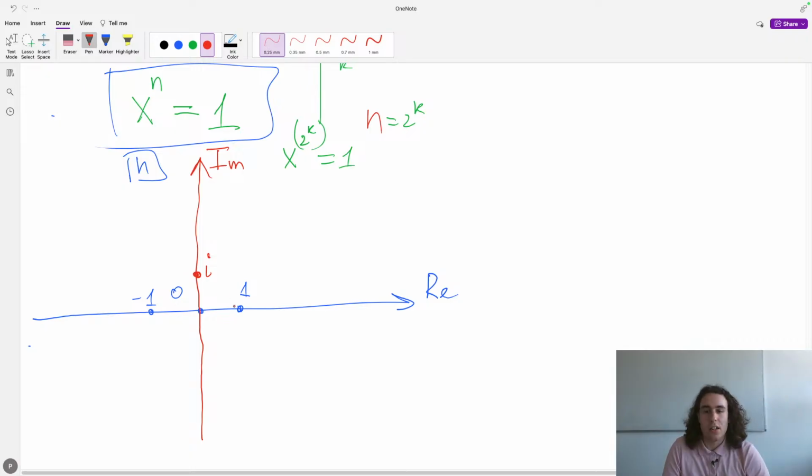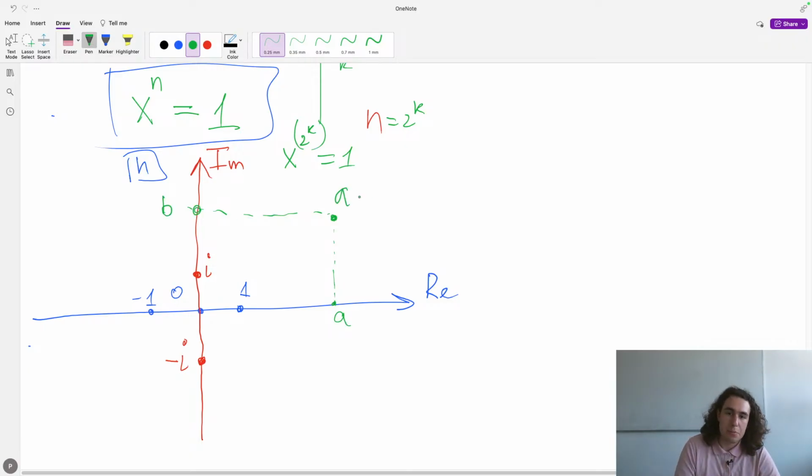The analog of the number 1 in the imaginary direction is just the number i. It's 1 away from 0, but in the perpendicular direction. And this will be -i. Then any number can be represented with its coordinates. It has some real part a and imaginary part b, and then this number is a plus b times i.